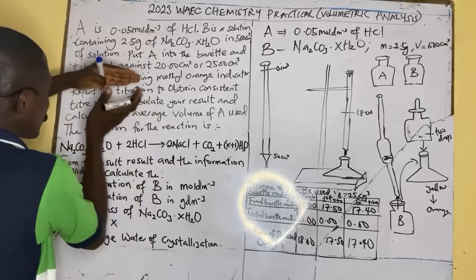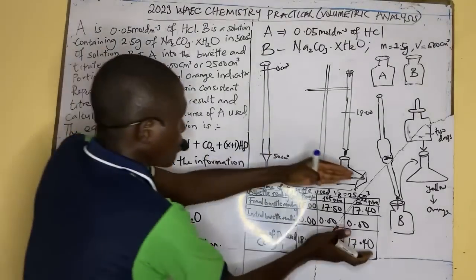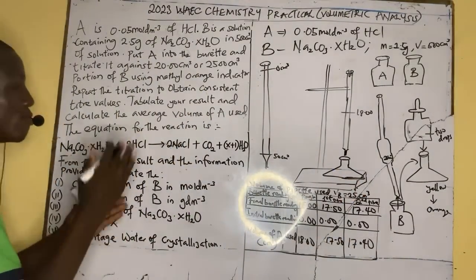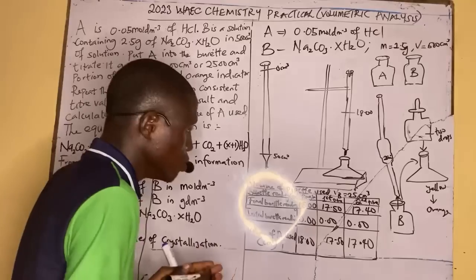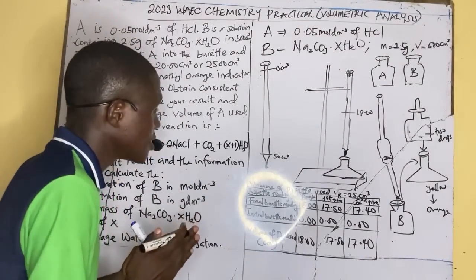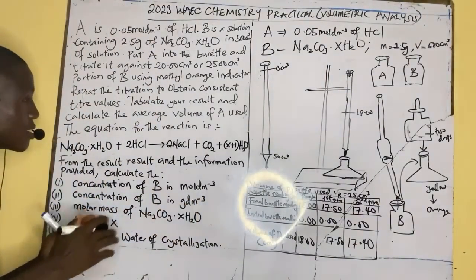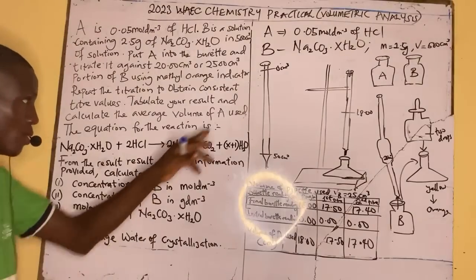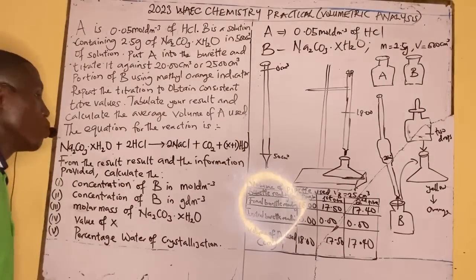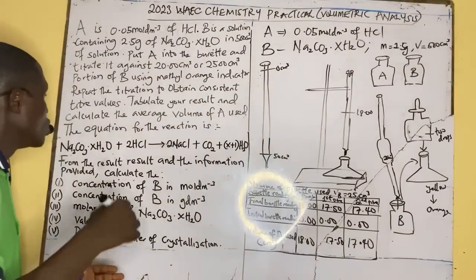Now you have calculated the titre values. You have done the calculation of your result. Then the next thing is to calculate the average volume of acid used. Calculate the volume or the average volume of acid used, or A used. So acid here is represented by A. So how do you calculate the average volume of A used?